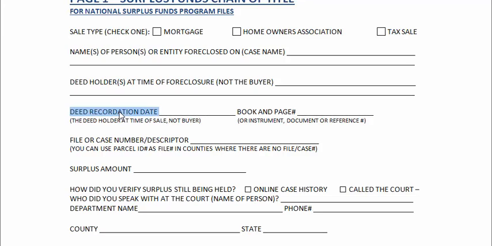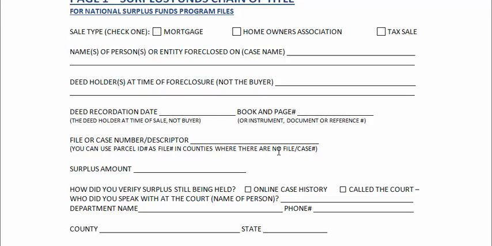The deed recordation date is the date that the person that had the property last acquired it. When did they get the deed? This is the person that had it last, right before the foreclosure, the last owner before the foreclosure. Who was it? When did that deed get recorded? Because you're going to be providing that deed to us, okay? File or case number. In general, you're going to see with mortgage foreclosures, it'll be file or case numbers or case descriptor. You can also use parcel ID numbers in tax sales. Often they will use parcel ID.